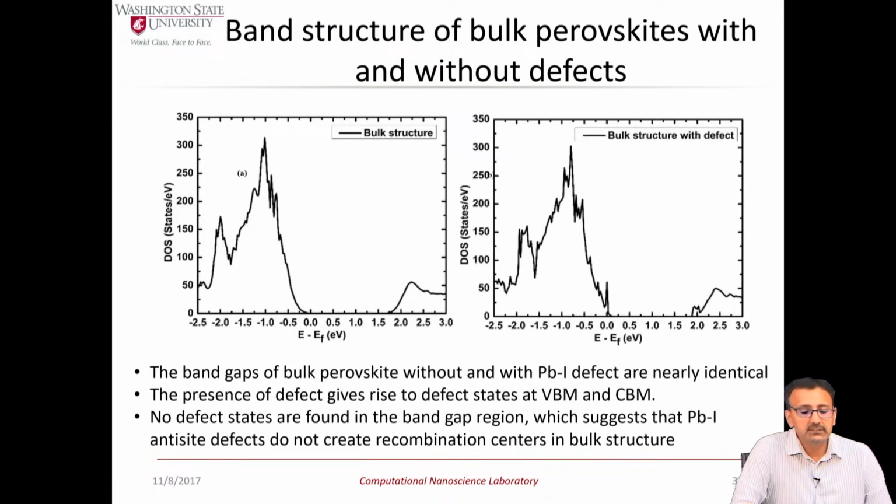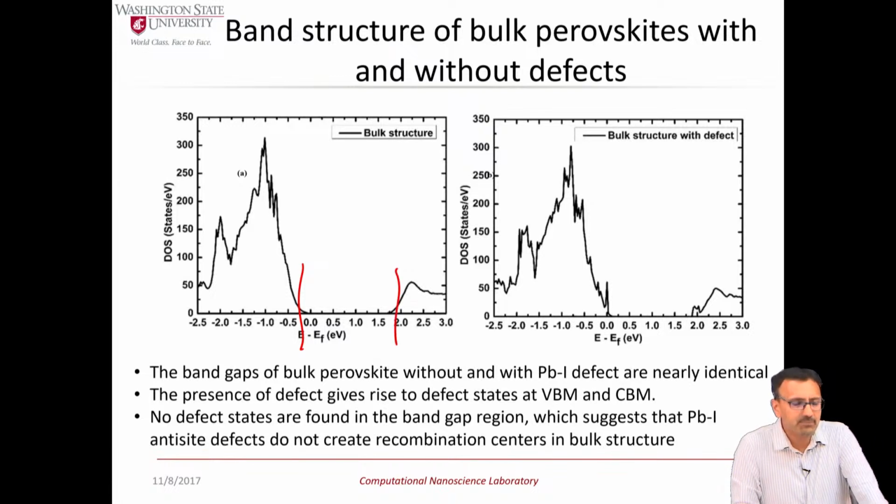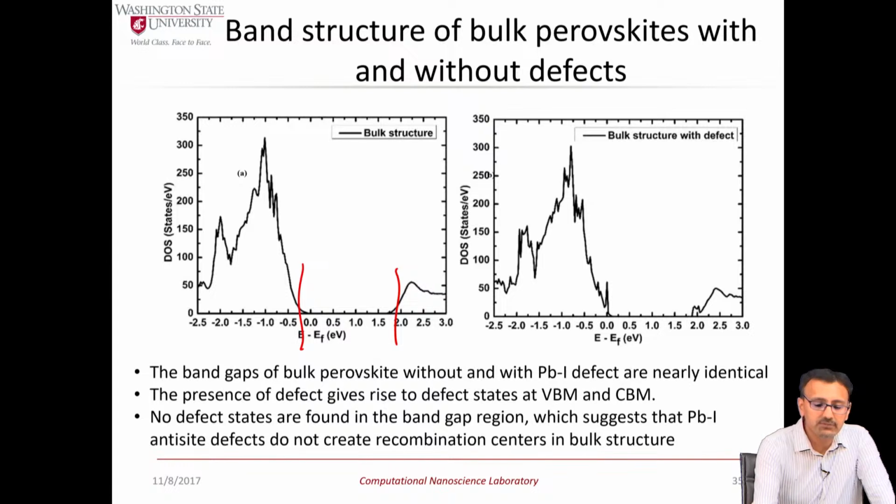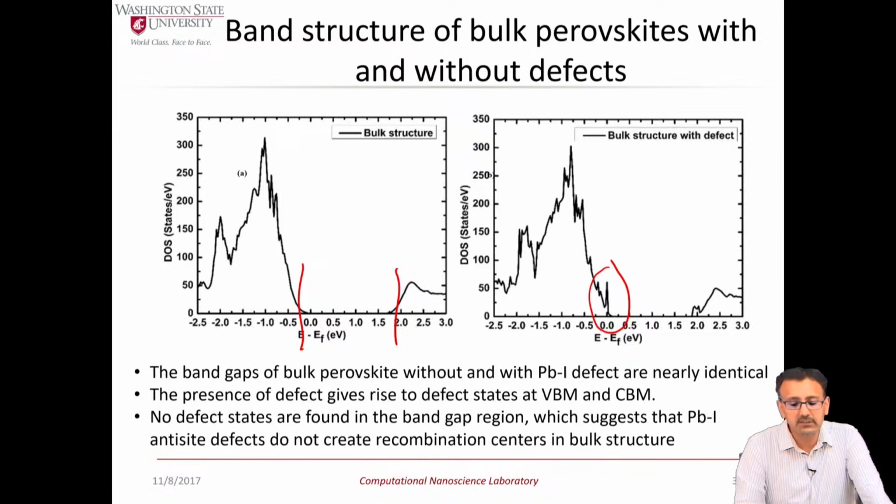So first, we looked at what happens if you have the lead iodine antisite defect in a bulk perovskite crystal. This is just a periodic cell, bulk crystal. This is the band structure for bulk perovskite, and our calculated band gap was about 1.57 electron volt, which compares pretty well with the measured band gap of these perovskites, about 1.6 electron volt. If we introduce this lead iodine antisite defect to the bulk structure, it leads to a couple of shallow level defects, but because they are shallow defects, that shouldn't really impact the photovoltaic performance of these films.